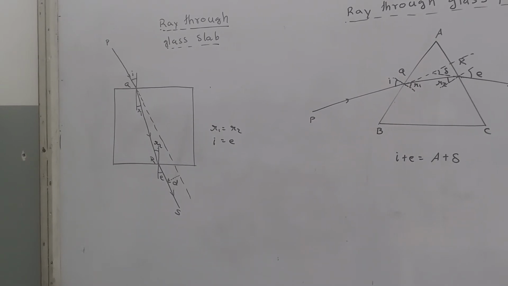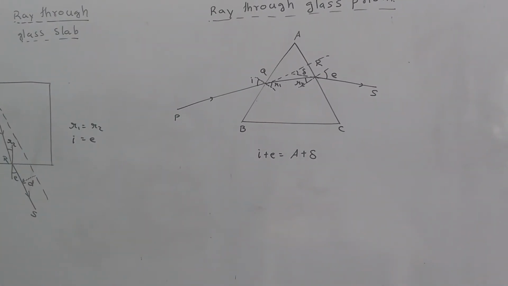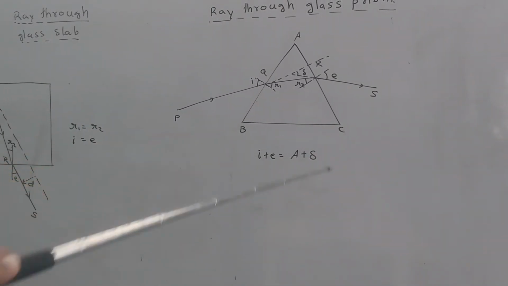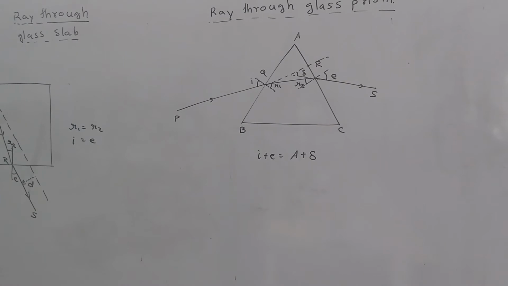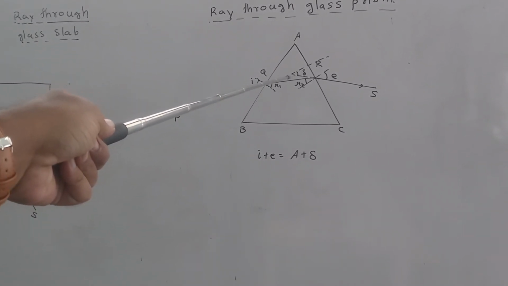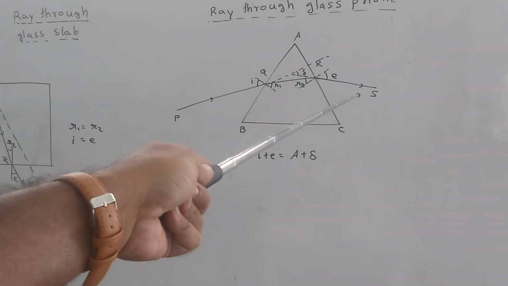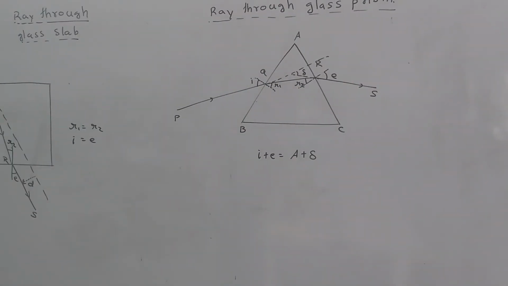The next thing to be learned is refraction through a glass prism. Now this is a glass prism. The name is ABC. This is not necessarily an equilateral glass prism, because this is not an equilateral triangle. It can be of any other angle. The incident ray is PQ. The angle of incidence is I, you can see over there. Then QR is the refracted ray, and RS is the emergent ray.